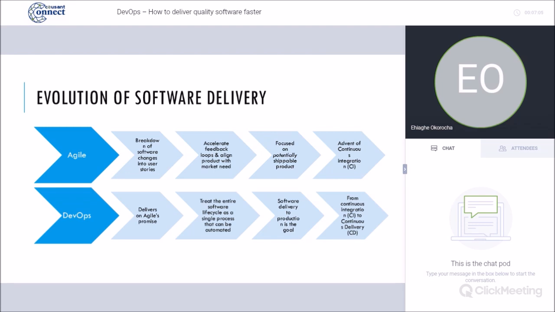So what did agile bring us? Agile brought us the whole concept of breaking software changes into user stories, small manageable chunks that we can deliver, I guess, to demo to our users.